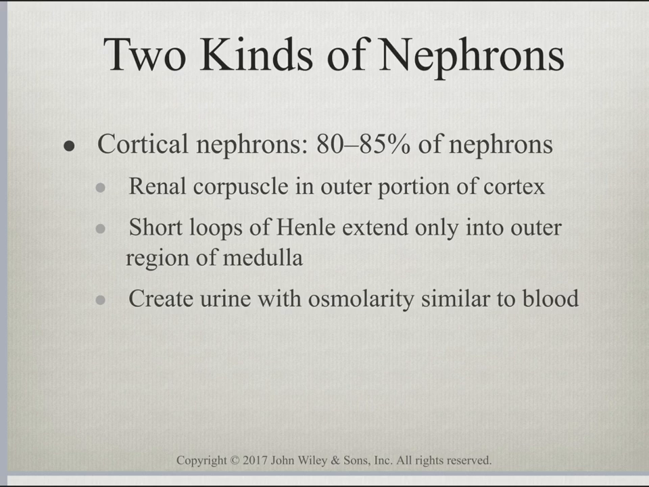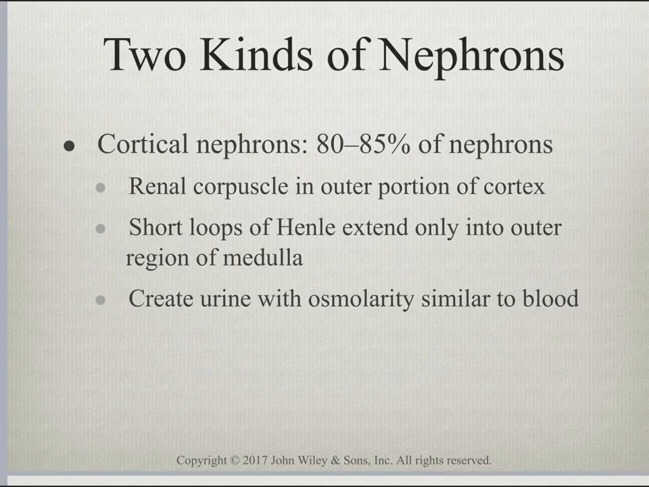About 80 to 85% of the nephrons in each kidney are cortical. We can look at the total number of nephrons, and we can say that the average person has anywhere from 1 to 1.5 million nephrons per kidney. So again, the majority of these are going to be cortical.